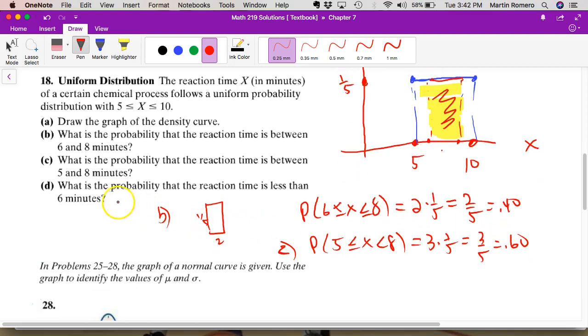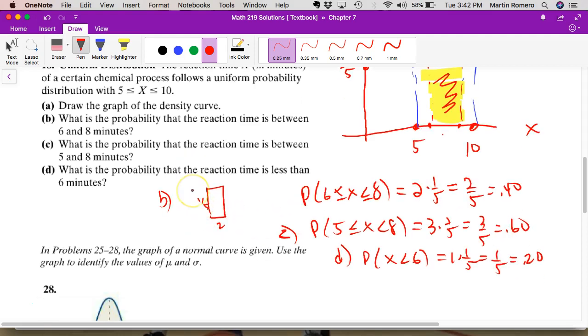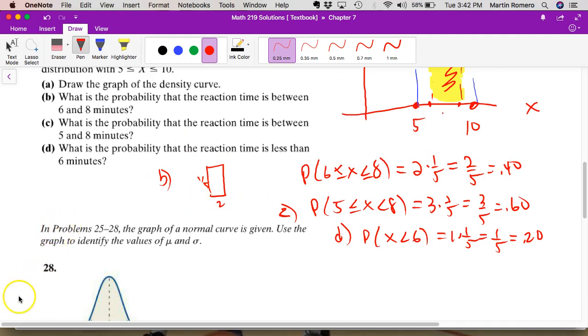And then the last question, what is the probability the reaction time is less than 6 minutes? For D, the probability that it's less than 6 minutes is going to give us a distance of 1 here. So this is just 1 times 1/5, or 1/5, or 0.20. And so then we have those values there.